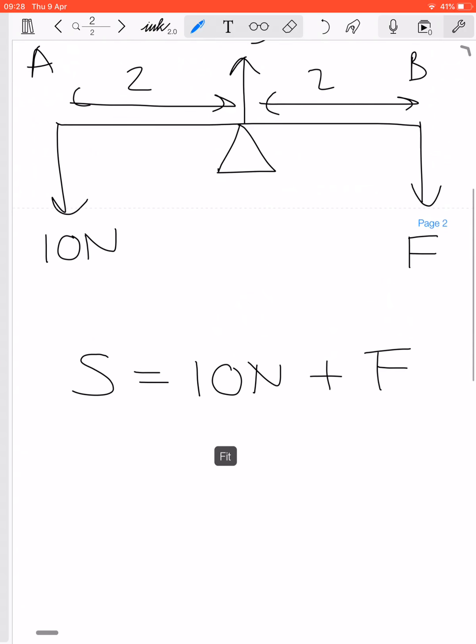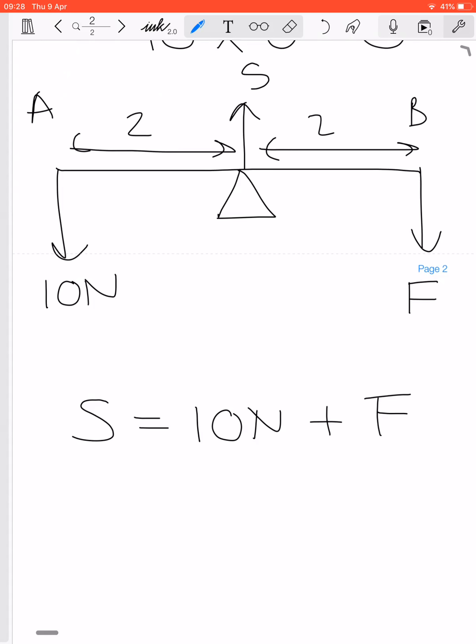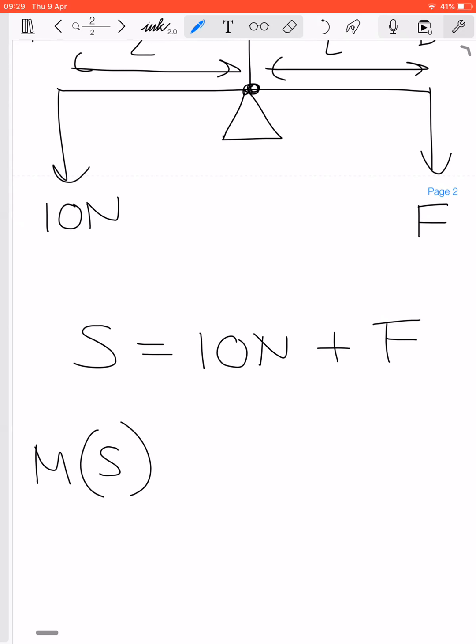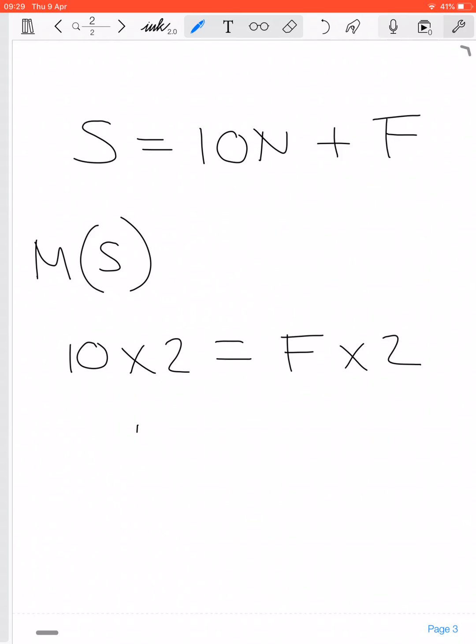But if we now take moments about it, and we say we need to know what F is, we can take moments about S, okay? So just like we always do, if we take moments about our central pivot here, if I put moments about S, you are going to end up with what we always end up with, because we know that S times distance, the distance from the pivot is 0, so it will just disappear. So you're going to end up with the moments of A, which is 10 times 2, equals the moments of B, which is F times 2. Nice and simple. Rearrange and you would hopefully end up with F equals 10 newtons.